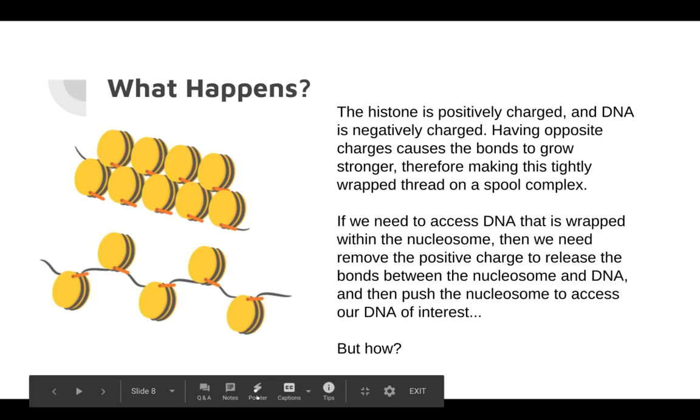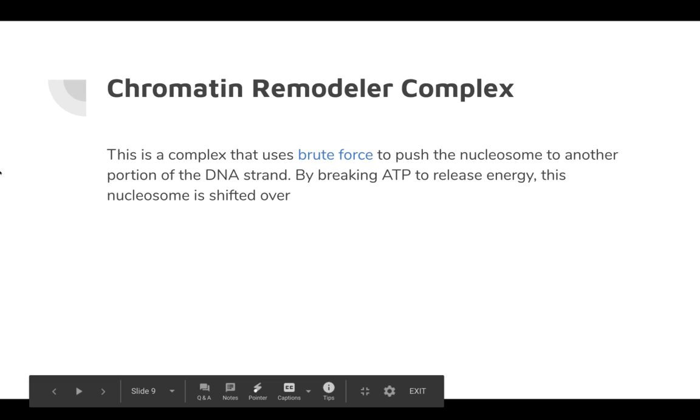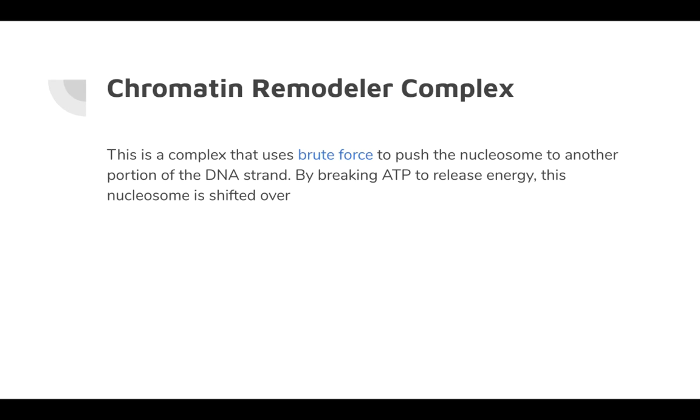But how do we even do that? What is involved in this process? We need the CRC. The CRC is a complex. It stands for chromatin remodeler complex. That's going to use brute force to push the nucleosome to another portion of the DNA strand. Now, once this nucleosome is pushed, adjacent DNA nearby will be threaded onto this nucleosome. Because once you push the nucleosome from its original spot, the DNA from that nucleosome at that particular location will be removed. And once you push the nucleosome to a different portion of the DNA strand, that DNA in the new location will be wrapped around the nucleosome instead.